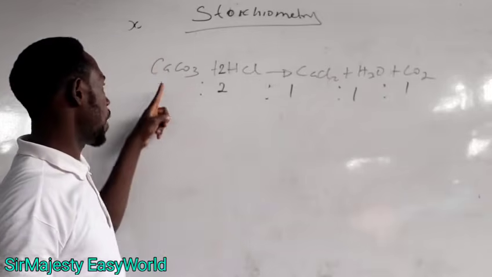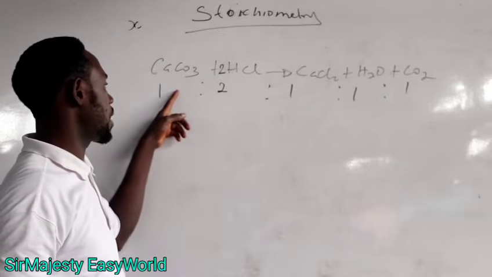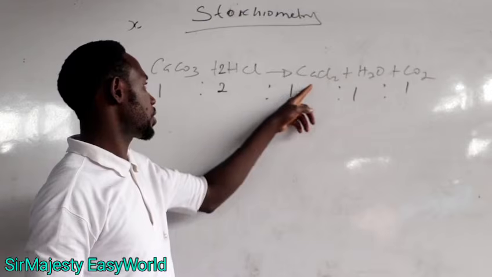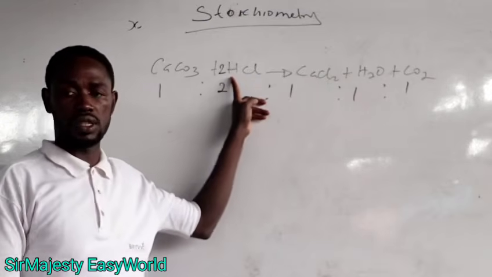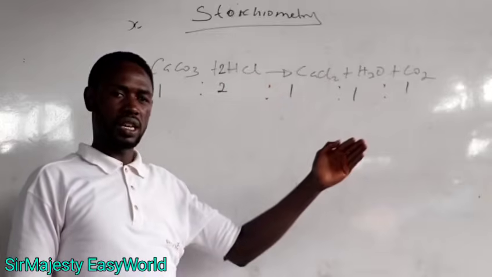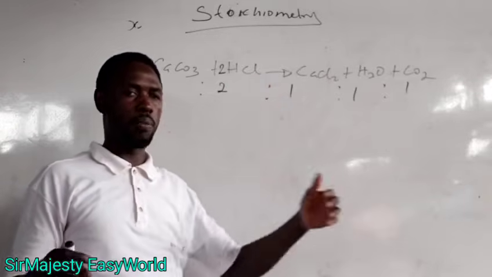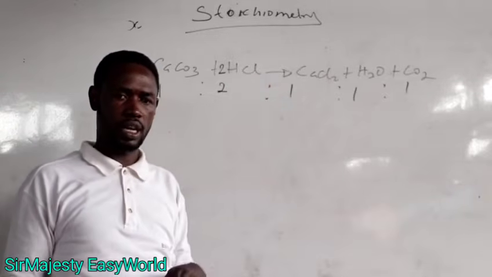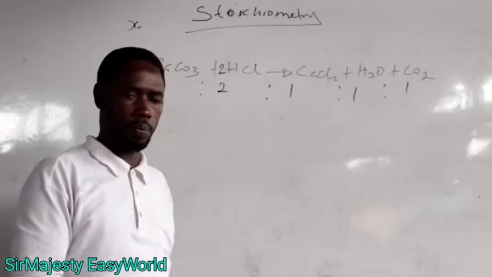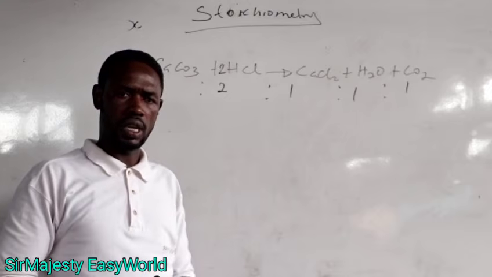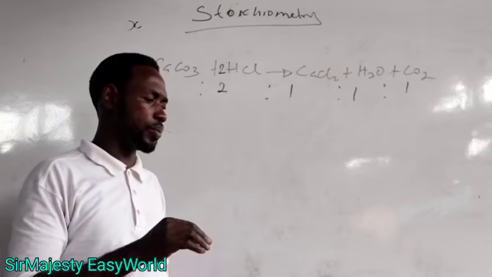With this, you can now see that 1 mole of calcium carbonate, when you react it with 2 moles of HCl, gives 1 mole of calcium chloride. It predicts the combining ratios of elements, or of substances, in the formation of a compound. And what is the advantage of this? This is what makes chemistry applicable.